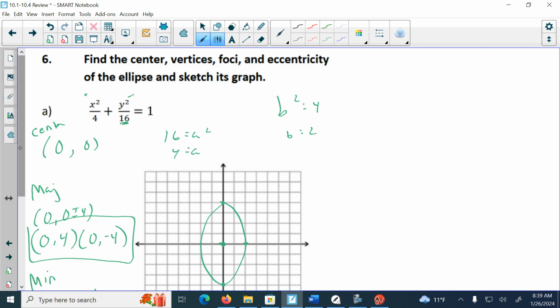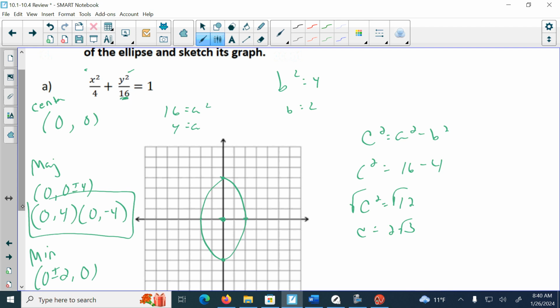Foci means I need to find my c. To find c squared for the ellipse, it's a squared minus b squared. So c squared is going to equal 16 minus 4, so c squared is 12. Take the square root, and c ends up equaling 2 times the square root of 3. To find my foci, I add that to the coordinate that has the a, so the y. So that's 0 plus or minus 2 square root of 3. I cannot simplify that, so I can leave it the way it is.